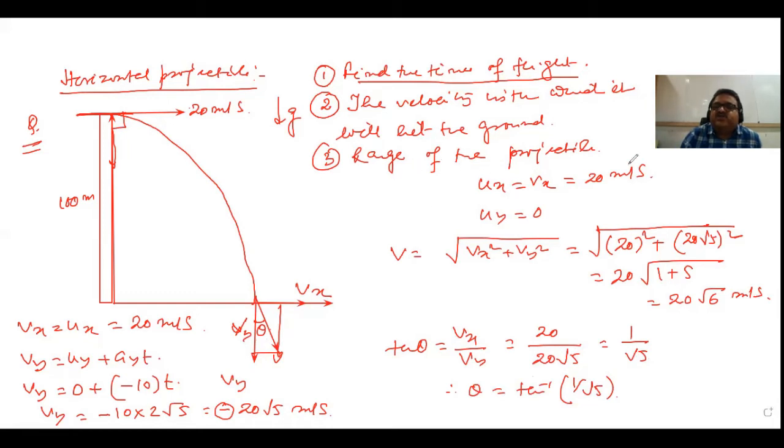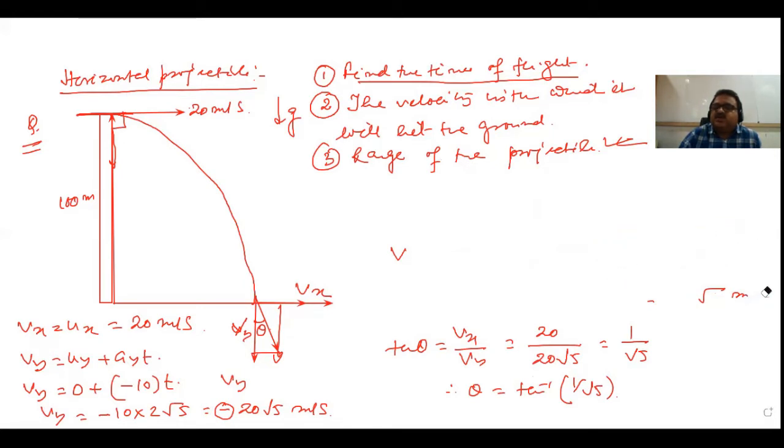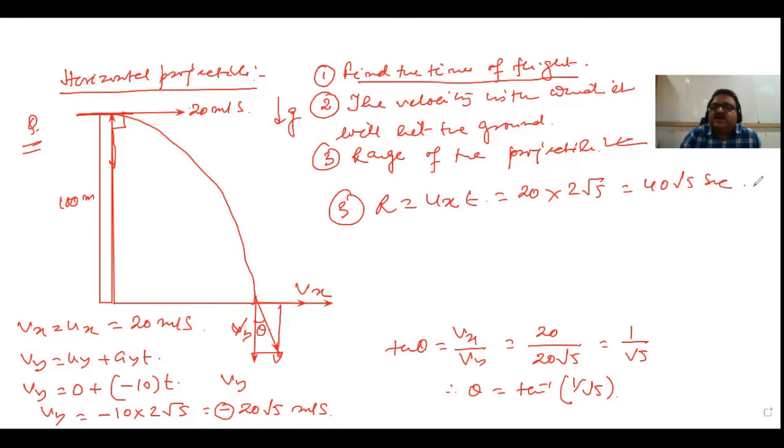Now the final question is, what is the range of the projectile? For the range of the projectile, we have to use vertical motion or horizontal motion. Obviously, it is along the x-axis, so I have to use horizontal motion. R is the range. That is equal to, you can apply this formula, Ux into t, where t is the time of flight. What is Ux? That is 20. And what is the time of flight? Time of flight is 2 root 5. If I do this calculation, it is 40 root 5 meters. That is the answer. Clear? So it is so simple. You can solve it in this way.